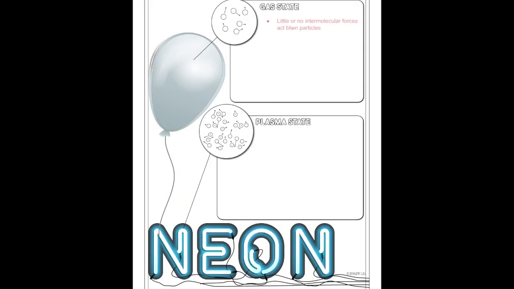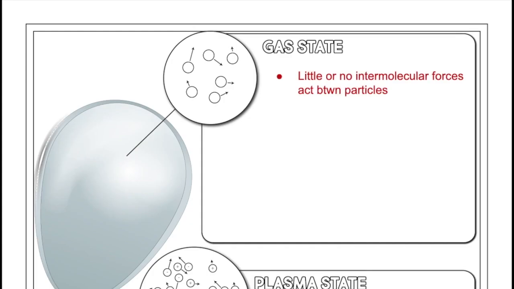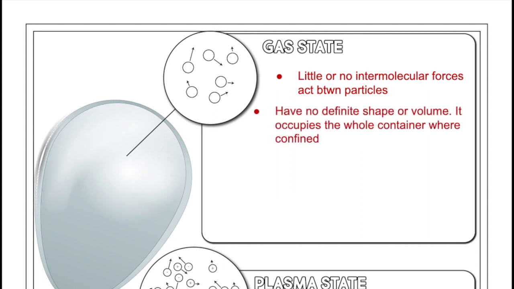Moving on to the gas state, there's going to be little or no intermolecular forces acting between the particles. So nothing's really holding these particles together. As we'll see in a little bit, there's actually a lot more energy in this state. So it's going to have no definite shape or volume.